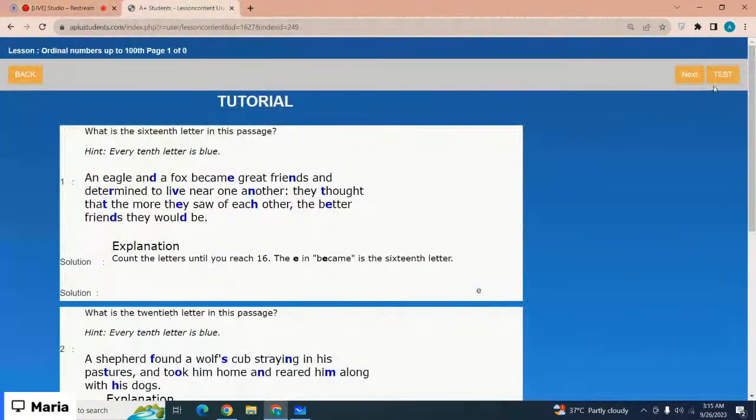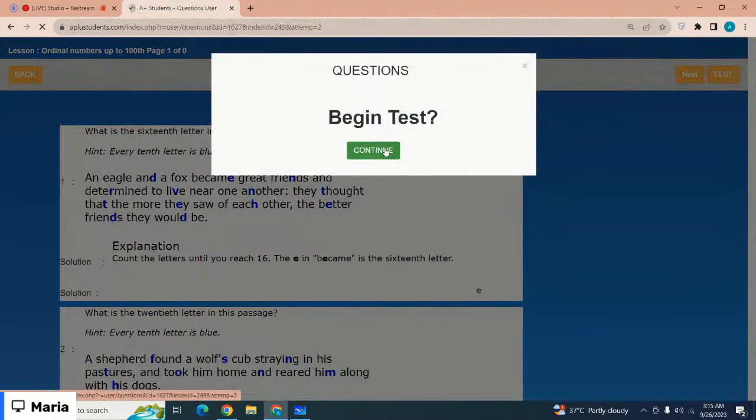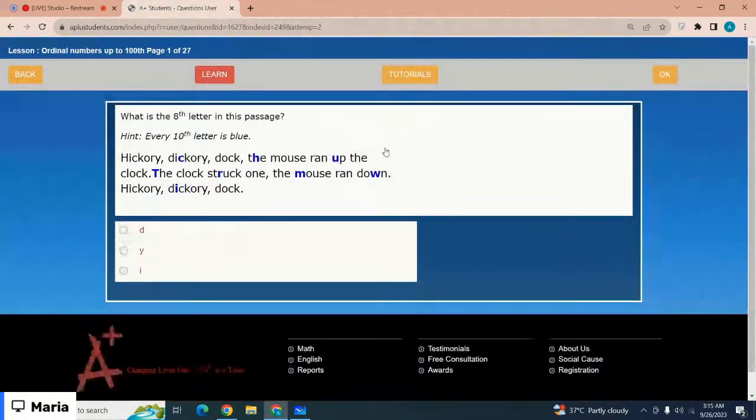Okay, let's just start with the practice questions. What is the eighth letter in the passage? Every 10th letter is blue. So that means C is the 10th letter, right? Because that is the first one that is blue. You have to count to the 8th, so go back: 10, 9, and 8. Then the 8th letter is, very good, that would be D. The correct option is D.